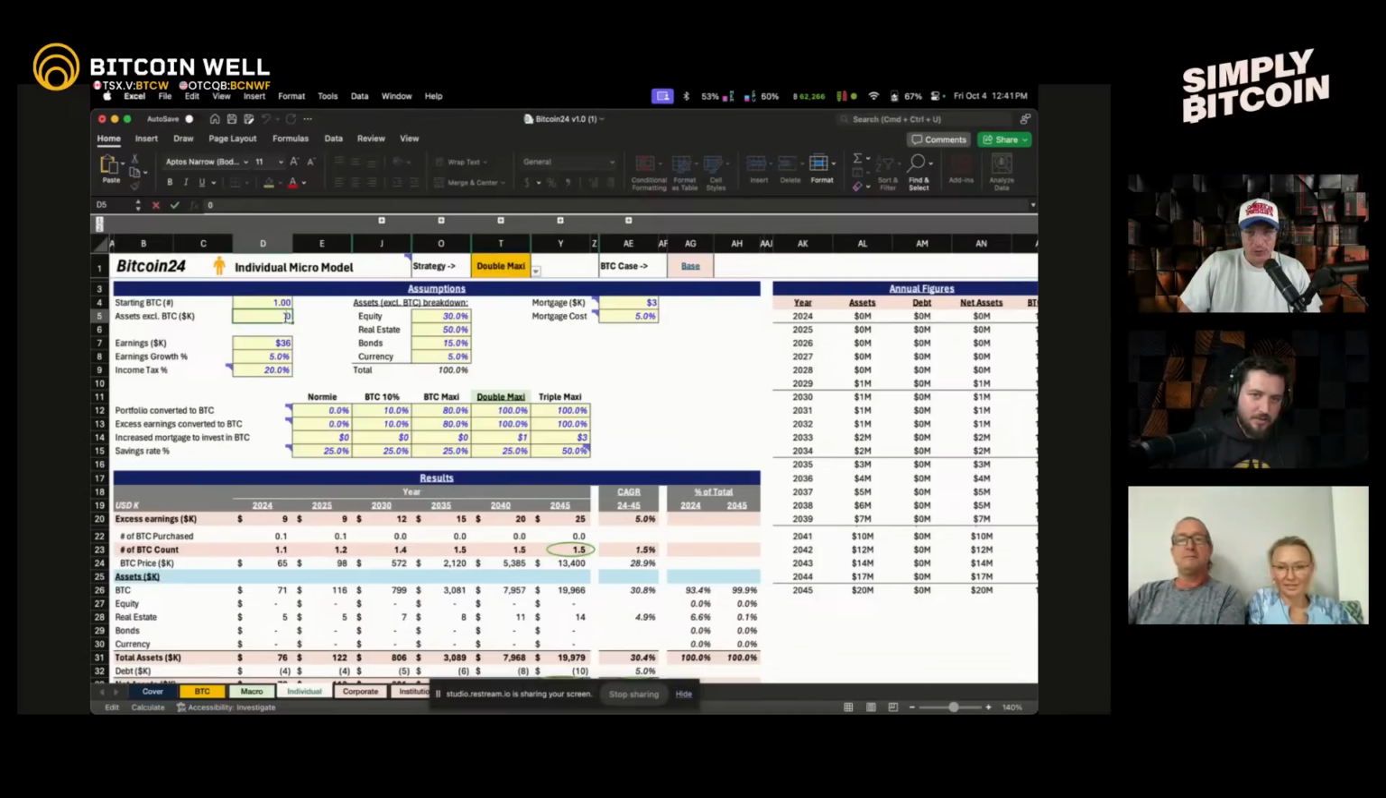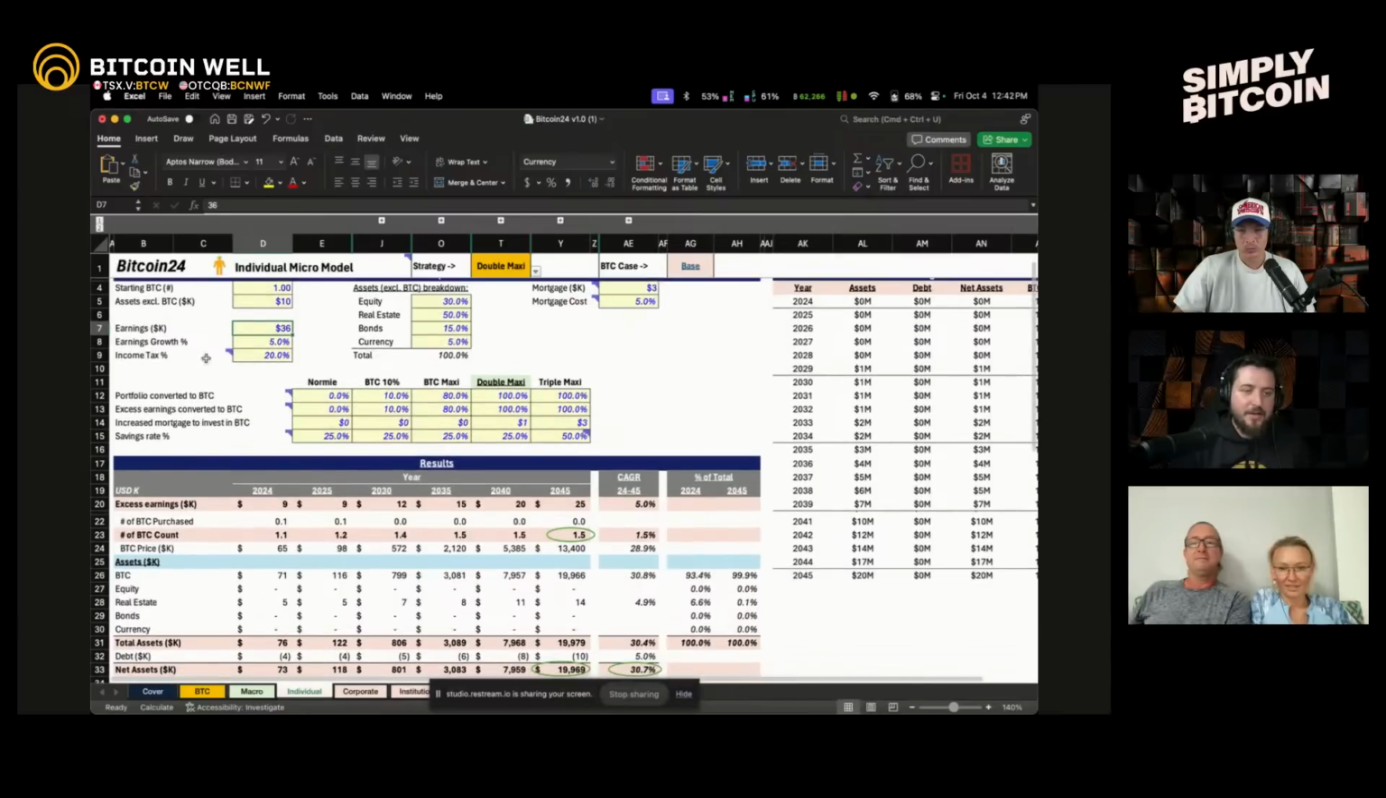The average you said was 10K. So yeah, let's stick with that. Okay, so starting with 1 Bitcoin, they have excess assets other than Bitcoin of roughly $10,000. That includes real estate, equities, et cetera, et cetera. Their earnings are $36,000 a year, with an implied tax rate of 20%.